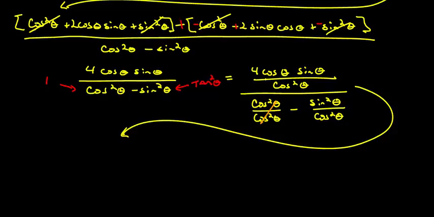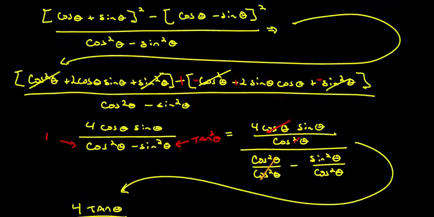So on the top, I'm going to have 4 times, one of these will cancel with one of these guys, one of these with one of these, so I'm going to end up with 4 tangent on the top. On the bottom, I'm going to end up with 1 minus tangent squared theta.